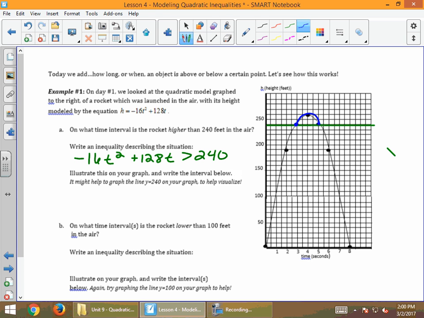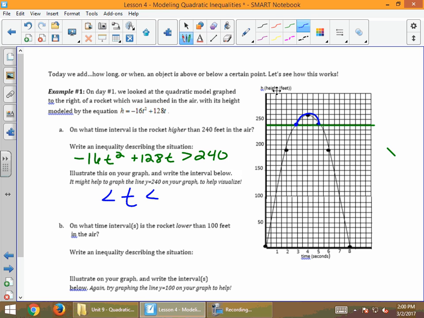What do you notice about that interval? Is it connected or separate? Connected. So what do we know about our inequality? It's going to be connected. It's going to look something like this. The reason why there's no lines underneath is that we're looking at where it's above, where it's higher than. If it said at least 240 feet, or equal to 240 feet or higher, something along those lines, you would put lines underneath them. In this situation, we just want to look higher than 240, so there's no lines.